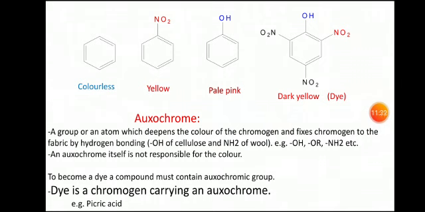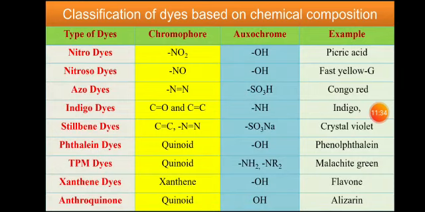An example is picric acid. Now we will see that there are many types of classification based on various bases. First, classification based on chemical composition. Now we know that for a compound to be a dye, there should be a chromophore and an oxochrome. So depending upon the various types of chromophore, dyes are classified into various types. We will see a few of them.